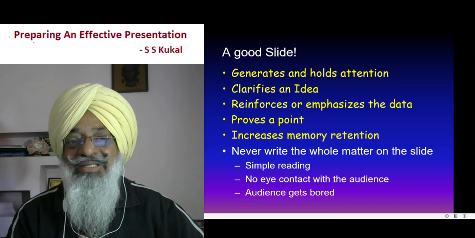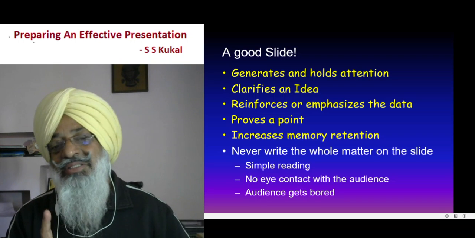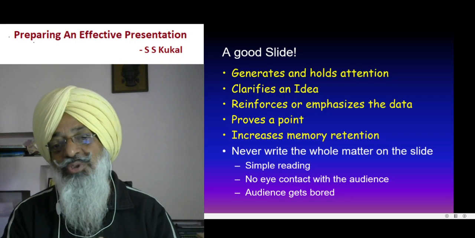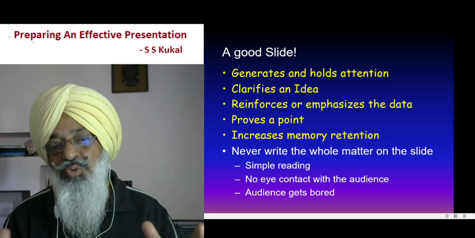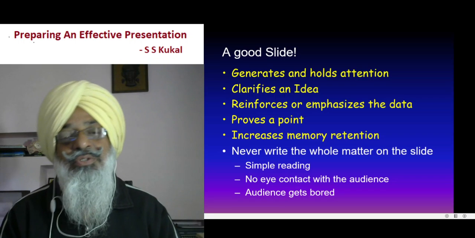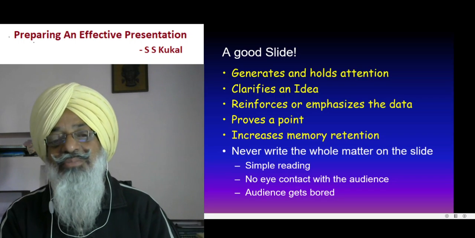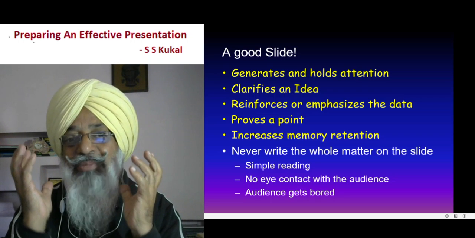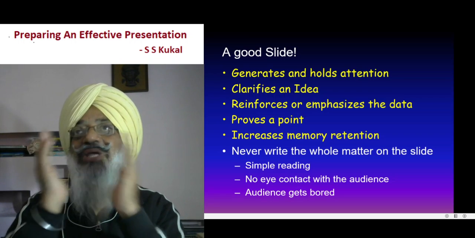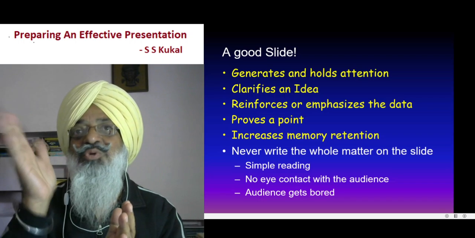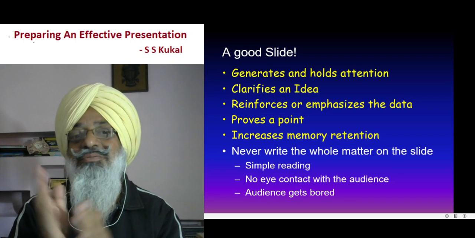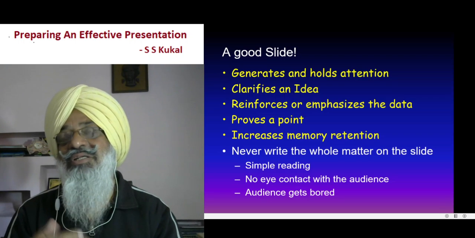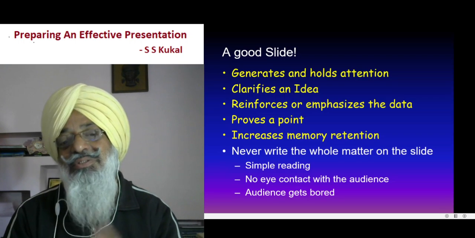Then, as I said, never write the whole matter on the slide. This is very, very important, and this is what most people do. They write whatever they have to speak, and then they are carefree. Okay, the slides are there, I have simply to read it. But when you simply read, you do not make eye contact with the audience, because you have to read from the slide. So most of the time you look at the presentation board, and if you don't make eye contact, the audience will get bored.